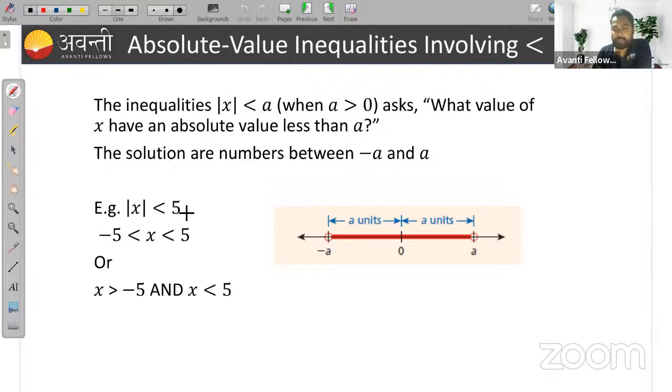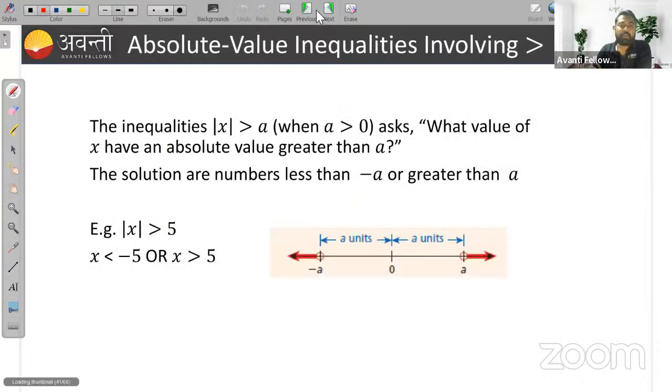Mod x is less than 5. That means x is lying between minus 5 to 5. Okay, ठीक है? And the graphical representation for this inequalities. Okay, remember mod of x is less than a. That means x is lying between minus a to a.